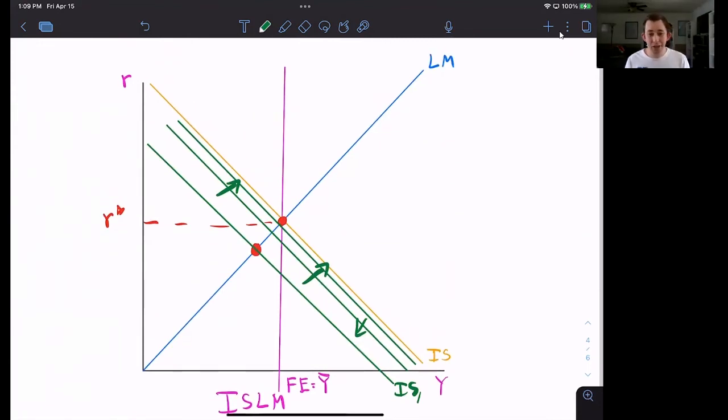So here I have just done two shifts with the IS curve. We haven't touched the LM curve. Comment below if you would like to see that in a future video. Otherwise, we will keep going to our discussion of pro-cyclical versus counter-cyclical real interest rate.